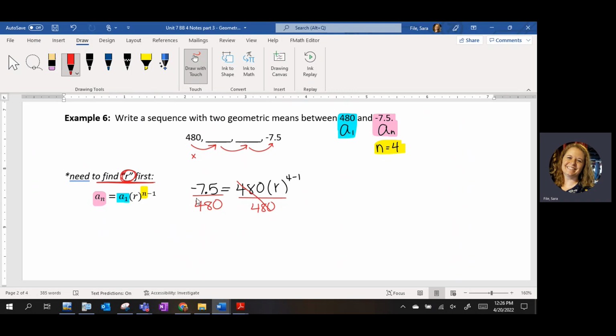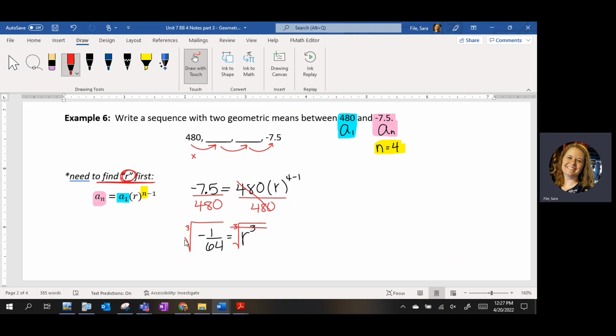Okay, so the 480 is gone. Over here, that reduces, excuse me, that is 1 over 64, negative, excuse me. And I'm left here with R cubed. The 4 minus 1 is a 3. So how do I get rid of the cube? Take the cube root. Okay, the index should match the exponent there to get rid of it.